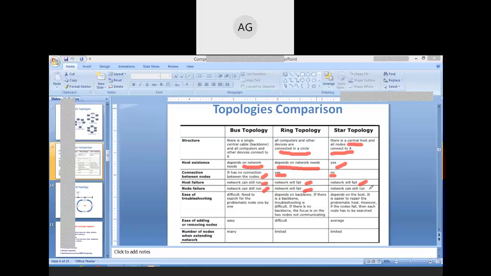In the case of star topology, the network can still run because only one node has failed, and all the other nodes and the central controller are working correctly. So in that case, the network can still run. Only that link is not working, which is having the node failure.